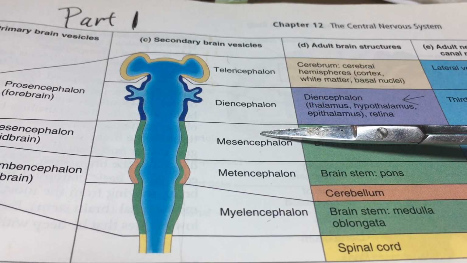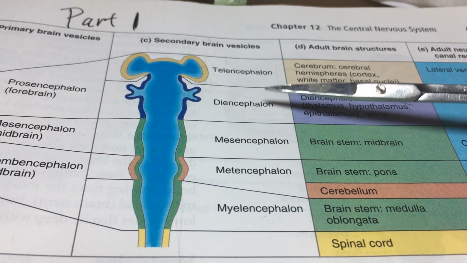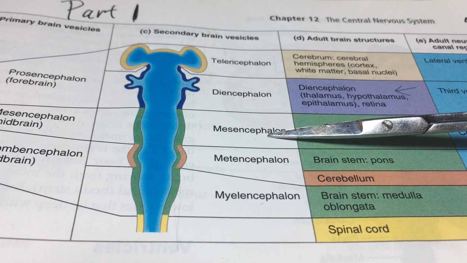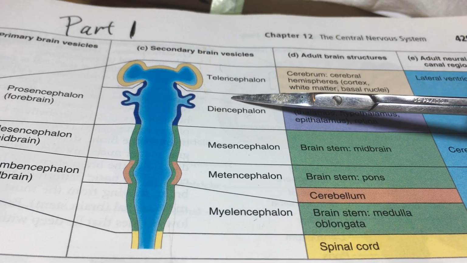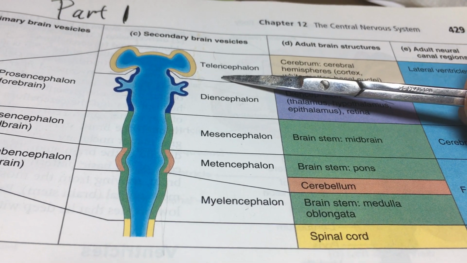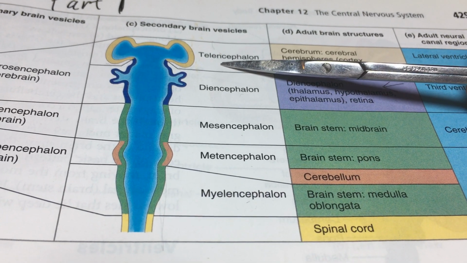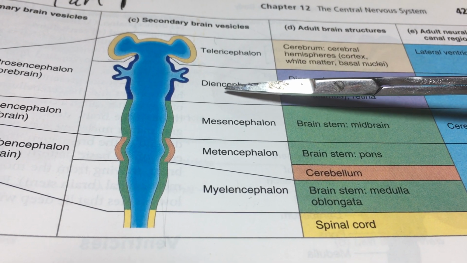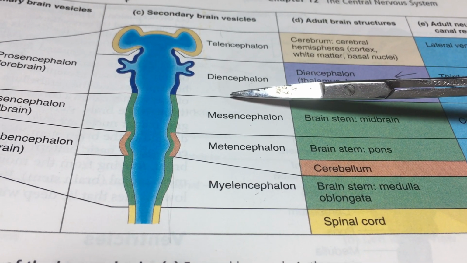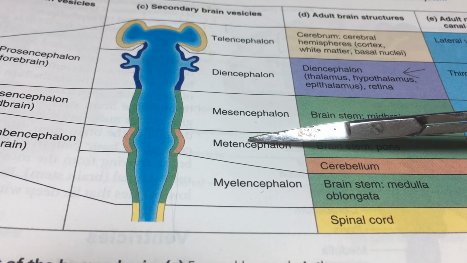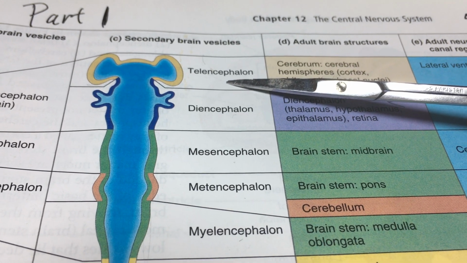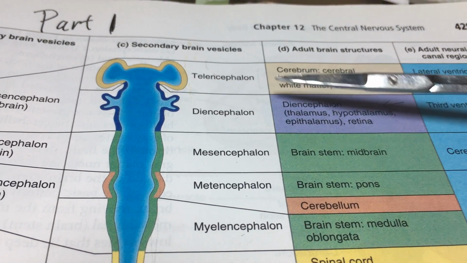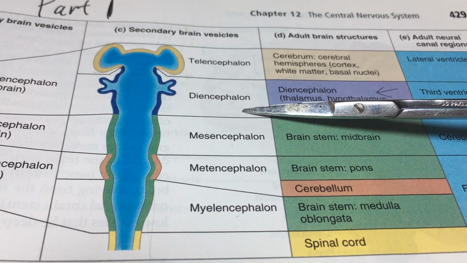I need you to understand and name these parts: the telencephalon, diencephalon, mesencephalon, metencephalon, myelencephalon. So, in fact, if you just remember the first syllable, then you get tel, di, and then mes, met, myel. So telencephalon tells the story, so to speak, and diencephalon.